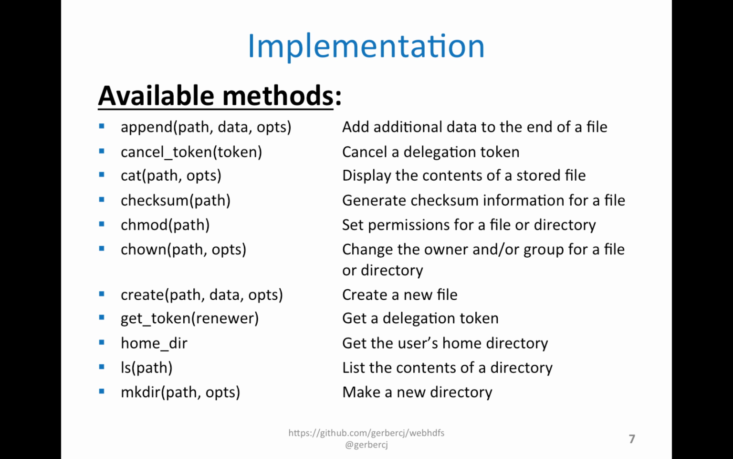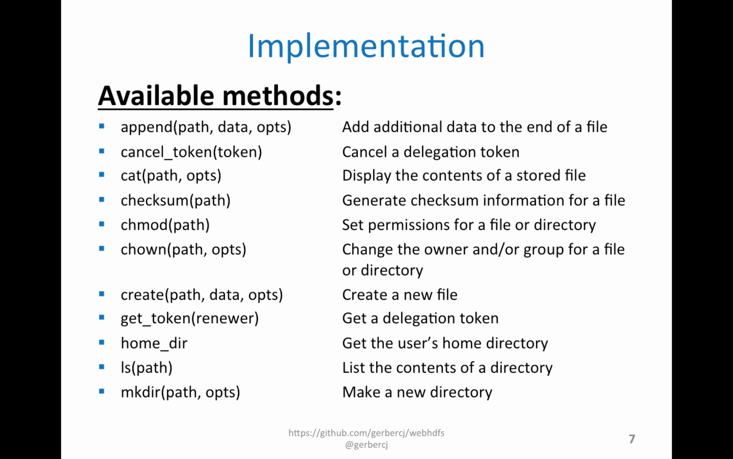In this API that I've developed, we've implemented a number of methods. We'll review them quickly. The append method allows additional data to be added to the end of a file. Cancel token allows for the canceling of a delegation token. Cat displays the contents of a stored file. Checksum generates a checksum for a file. Chmod sets permissions for a file or a directory. Change owner changes the owner and/or group for a file or directory. Create creates a new file. Get token gets a new delegation token.